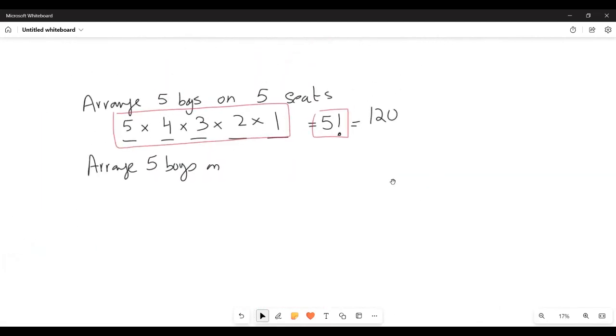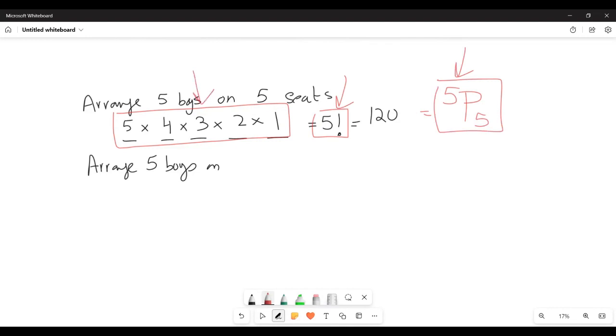ठीक है। अच्छा, अब अरेंज 5 बॉयज ऑन 5 सीट्स को आप 5 टाइम्स 4 टाइम्स 3 टाइम्स 2 टाइम्स 1 से भी कर सकते हो, या 5 फैक्टोरियल से भी कर सकते हो, या 5p5 से भी कर सकते हो। ऑल ऑफ दीज थ्री वुड गिव द सेम आंसर। 5p5 means the same thing. 5 boys, 5 chairs, 5p5. So this represents the boys and this represents the seats.